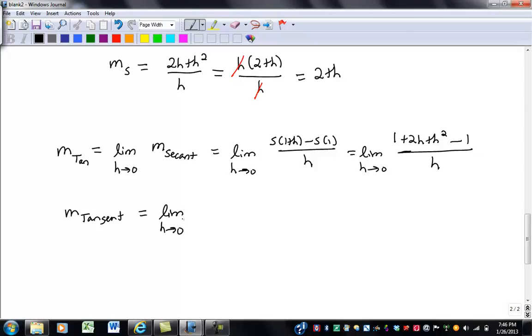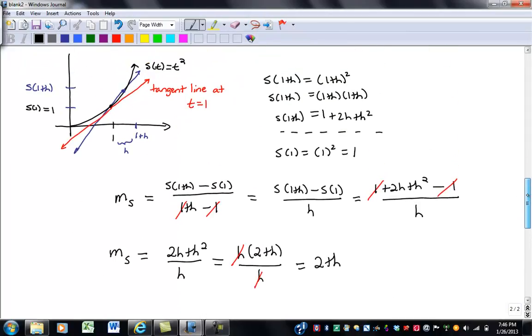The limit as h goes to 0, remember the 1's canceled, and I factored out an h. And it's the same as the limit of 2 plus h. But after I simplify it, now I can plug in 0 for h. I couldn't do that before because the h was on the bottom, so I had to simplify it. And I get 2. The slope of the tangent line is 2.